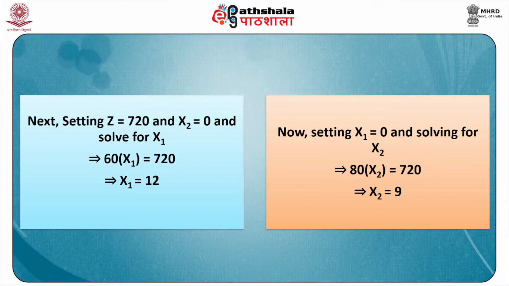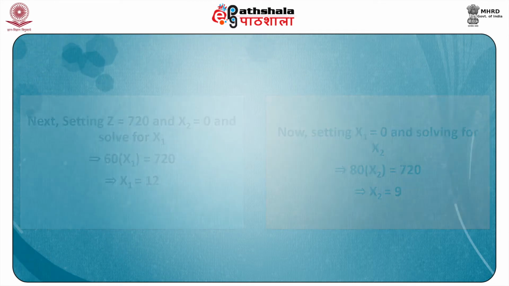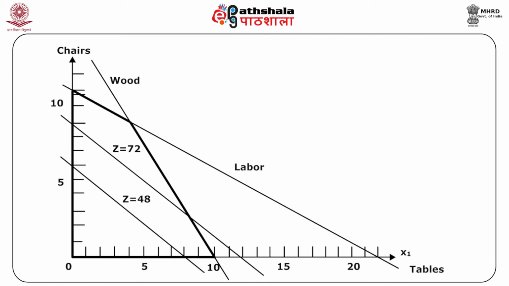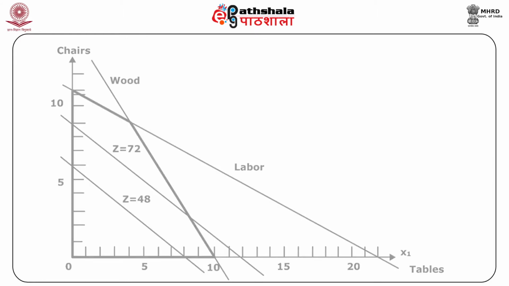And now setting x1 equals 0 and solving for x2, we get 80 x2 equals 720, or x2 equals 9. Now we plot the objective function lines when z equals 480 and z equals 720, as shown in the figure. We can see from the figure that as we move away from the origin, z rises.